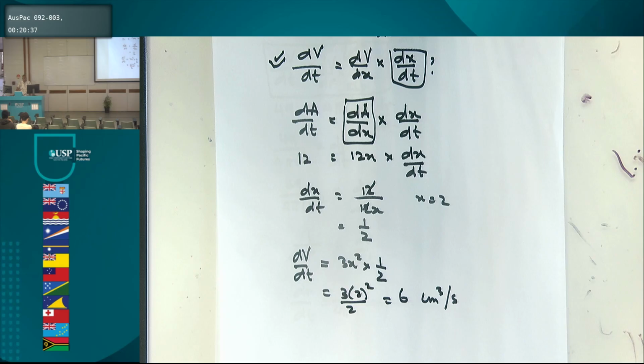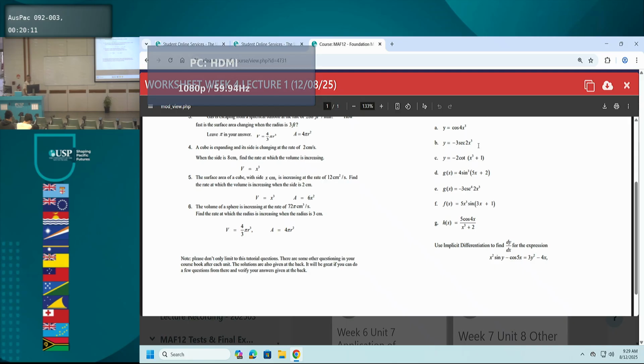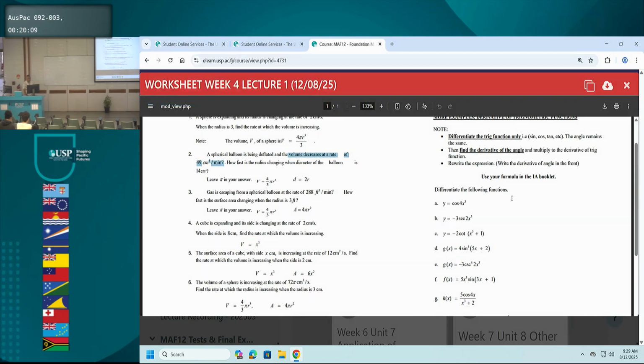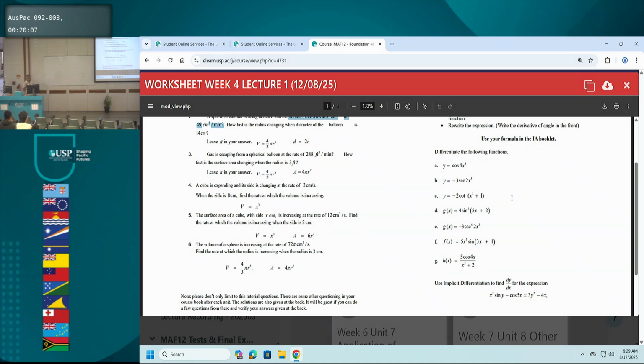So, don't expect us to ask you in the test or the final exam to differentiate sin x. No, no, no. We'll have to attach some other differentiation techniques to those trigonometric differentiations. Okay? All right. So, let's see if we can go through all of them.